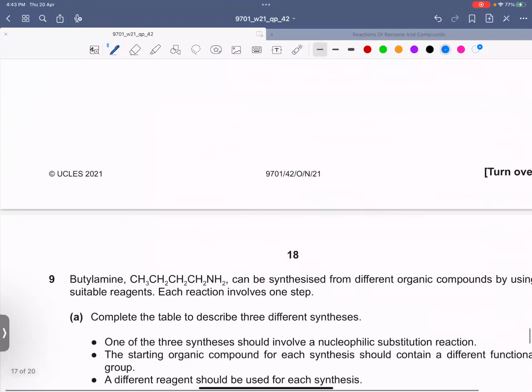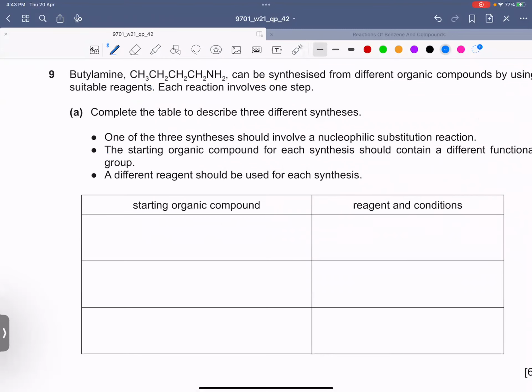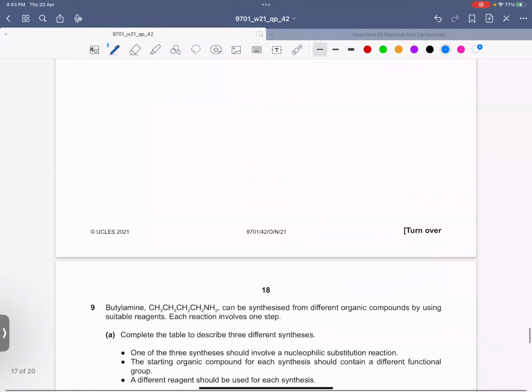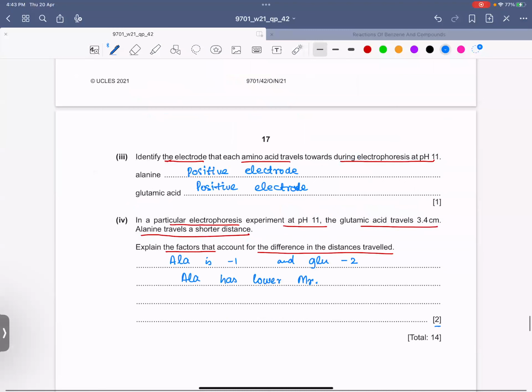Sir, if alanine has lower mass, wouldn't it travel more? But its charge is also lower. Right, okay. If both have the same charge and the alanine has a lower mass, then it could travel faster, right? Yes.